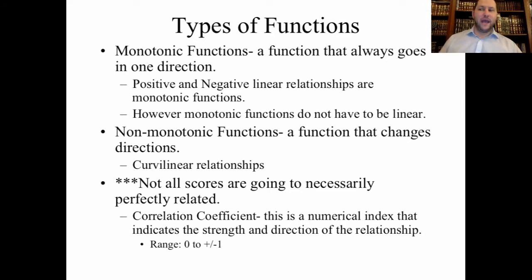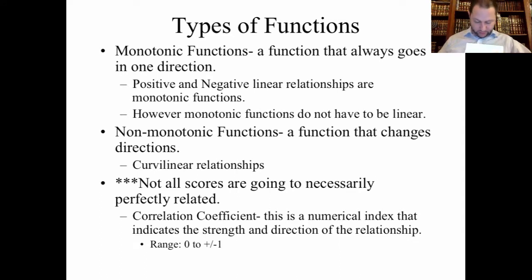So you can have what's called the positive linear correlation, negative linear correlation, but there are monotonic functions that are not linear. If you have a line that goes up and then goes straight across but never goes down, that would be monotonic. So for example, if you had that goes up and then goes across, it's still monotonic. It's not linear, right? Because linear would be going up that way, right? But both of these are still monotonic.